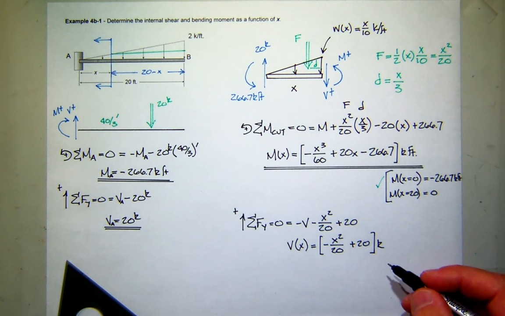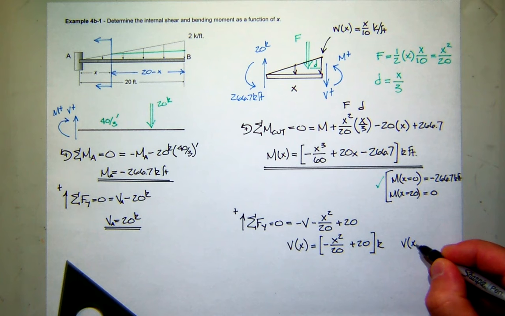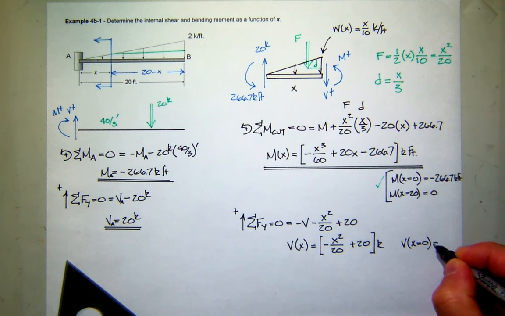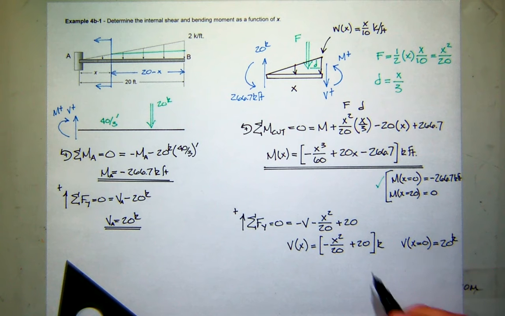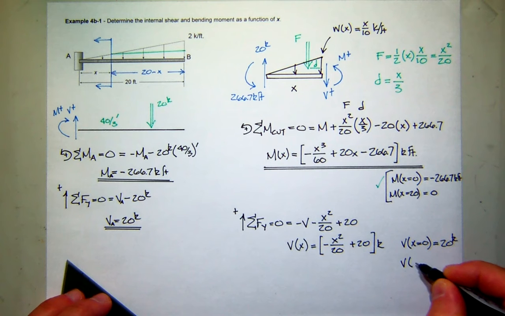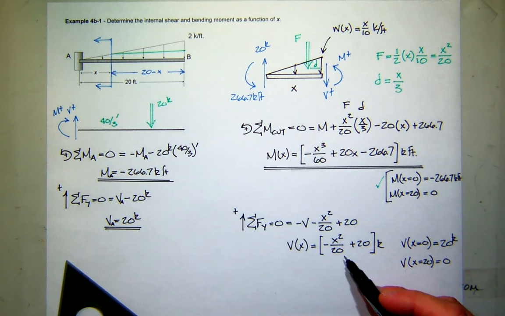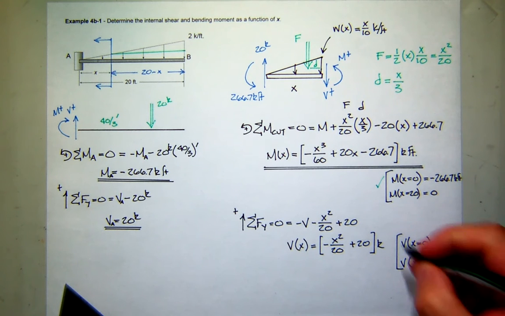Now, does it match what I know? Well, we solved for the shear at 0. What was it? 20. Does my equation give me that? Yeah, you put in x equals 0, you get 20. What's the shear at the free end? X equal 20. Should be 0. You put in x equal 20 here, you get 0. I can see that. So again, check.